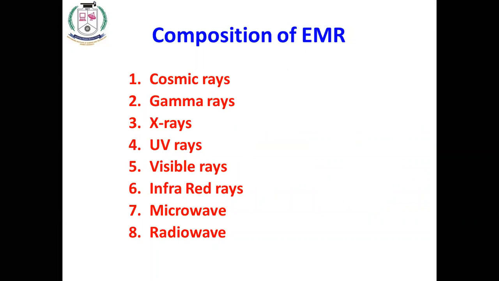From cosmic rays to radio waves, energy will be decreasing, and the wavelength will be in reverse. Energy is inversely proportional to wavelength. The frequency is directly proportional to energy. From cosmic rays to radio waves, energy is decreasing, which means frequency will be decreasing.